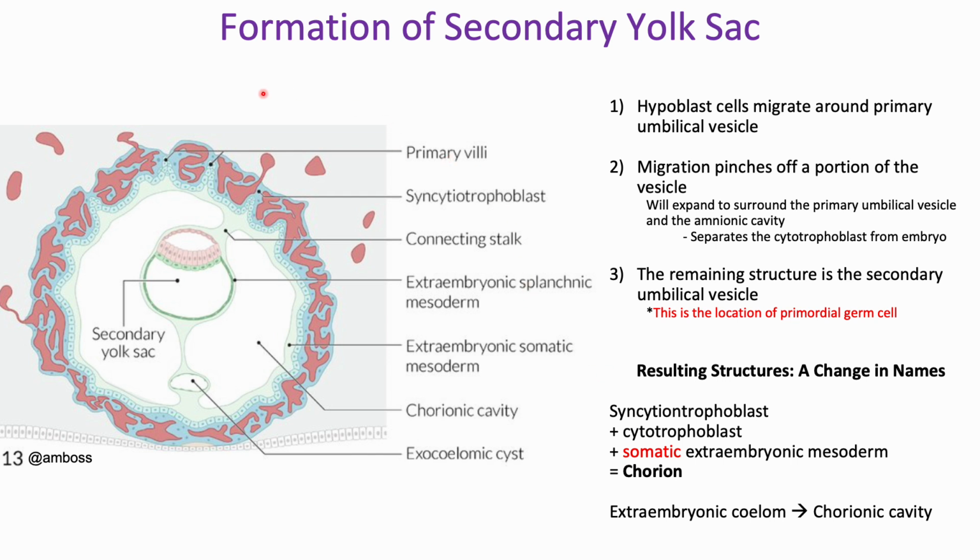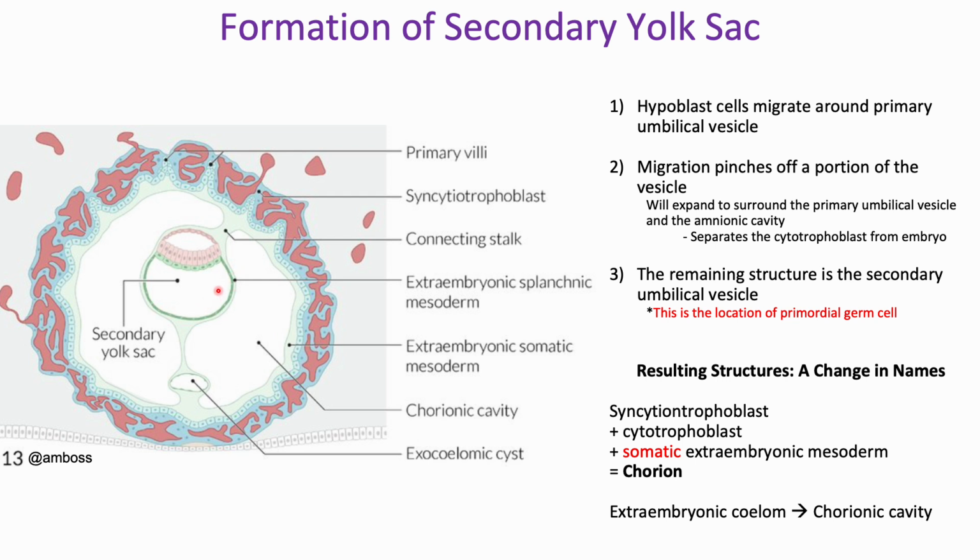Now, something you might have noticed on the last slide, but we didn't go into detail, I'm going to define here, and it's the formation of the secondary yolk sac. So as we're developing, the hypoblastic cells are going to migrate again, and they're going to go around the primary yolk sac and start to shrink it in size. When they do this, they're going to pinch off a portion, and this portion you can see down here is eventually going to be referred to as the exocoelomic cyst. What we really want to keep track of is that as they're pinching off a portion of the primary vesicle, they're going to create a secondary vesicle.